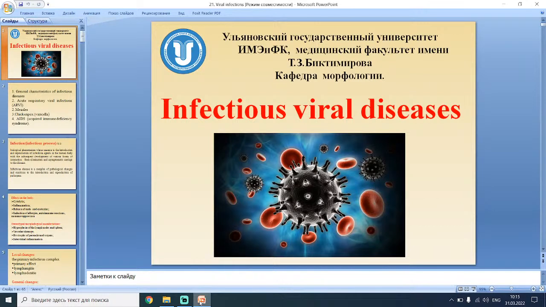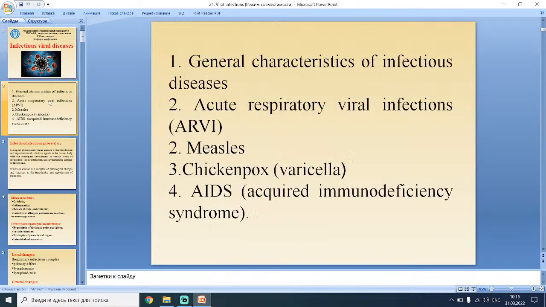Topic today: infection, viral disease, part number 2. In the last lecture, we talked about respiratory viral infections, and now we will discuss childhood viral infections: measles, chickenpox, and the next disease, acquired immunodeficiency syndrome.